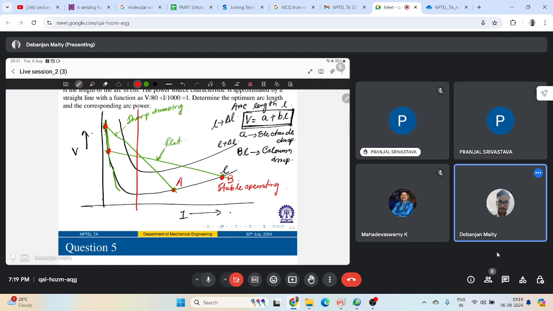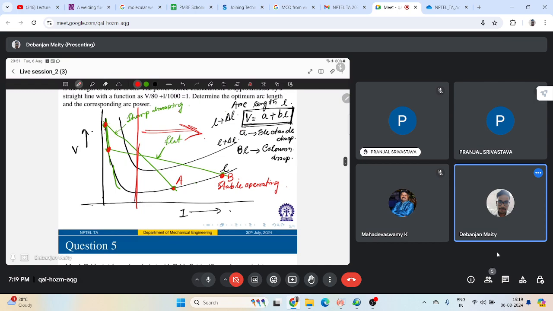Whatever is in this region after this reduction, that is my stable part. Over there, the arc stability will be higher. Again, there is some reason why there is arc stability, right?